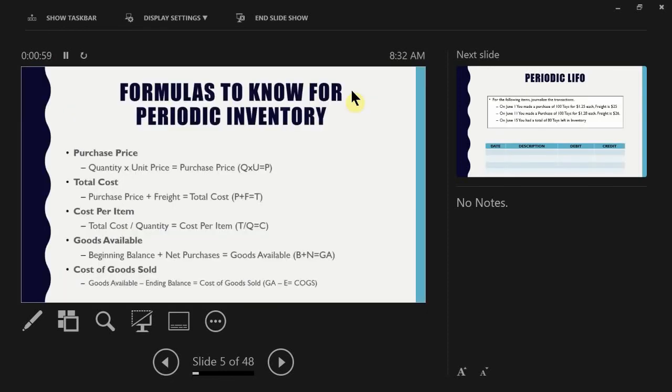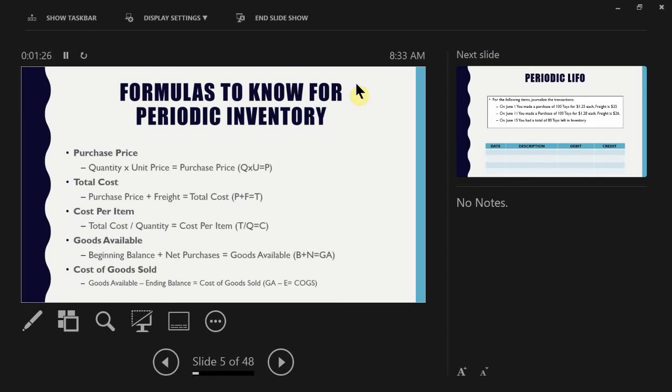What you're going to notice here is that the formulas are going to be pretty much the same. The only difference here is when we actually calculate the cost of goods sold, which batches of inventory are we going to calculate first or get rid of first? That's the only difference here.